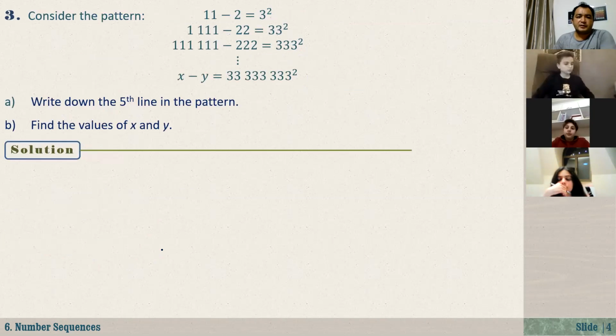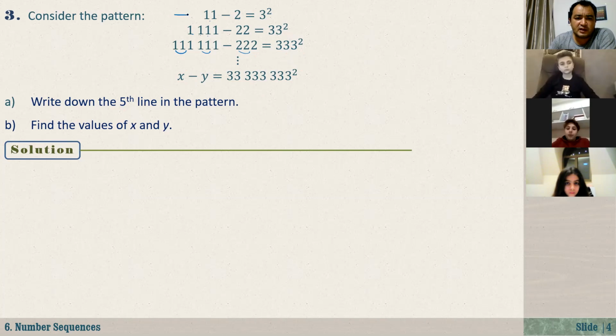Okay, let's continue. Consider the pattern. Here we have 11 minus 2, 3 squared. Here we have 2 ones and 2, right? Here we have 4 ones, minus 22. That is 33 squared. And here we have 6 ones and 3 twos. That is 333 squared, right? And here the question is, write down the 5th line.